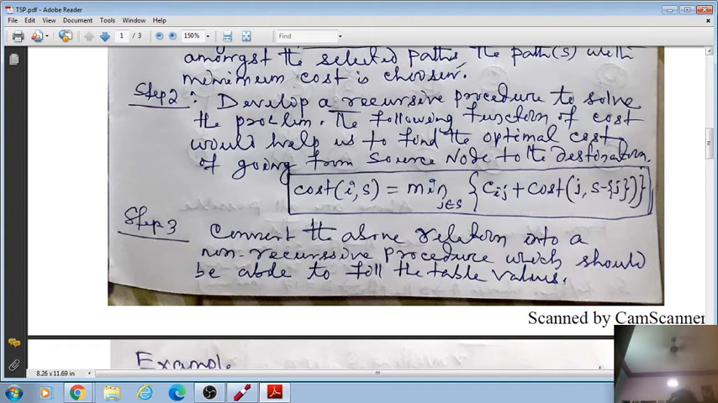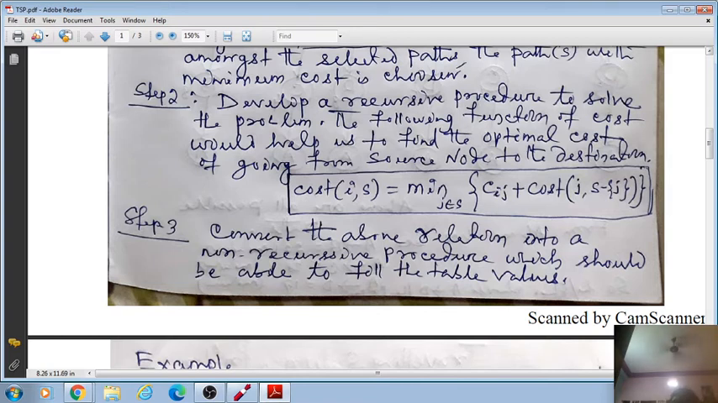The following function of cost would help to find the optimal cost of going from the source node to the destination. This is the exact function we will use. This function is used in the dynamic programming approach of solving the traveling salesman problem. So that is cost of I, S. What is S? I will tell you. S is the set. I is the source.